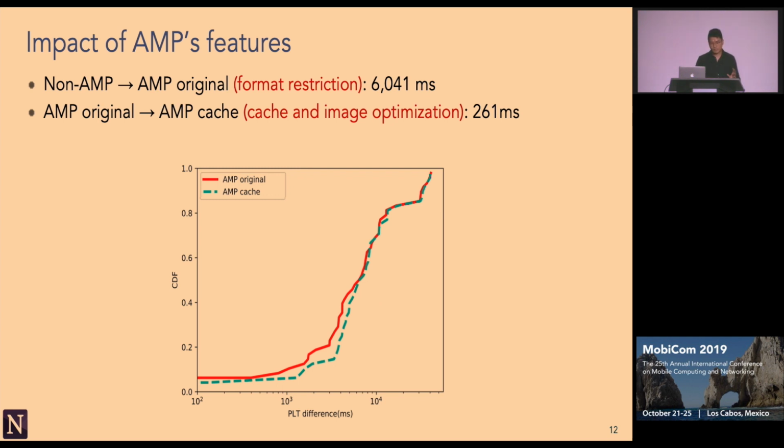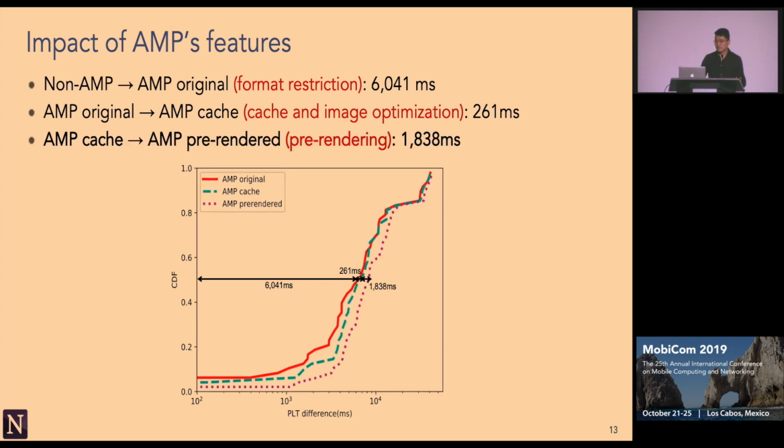However, we haven't discussed one important aspect of AMP, which is pre-rendering. As pre-rendering introduces almost zero delay, instant loading, one can expect pre-rendering would have a huge impact in terms of performance. And that is true. AMP pre-rendering introduced almost 2 seconds in median of performance benefit, performance jump.